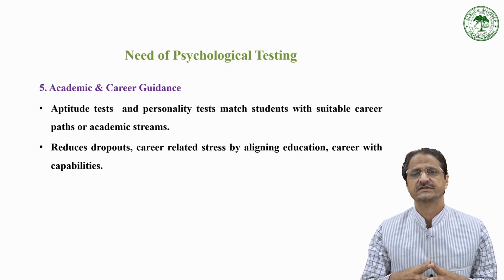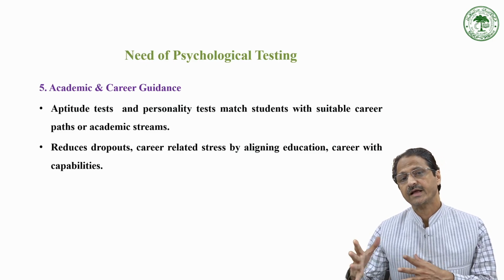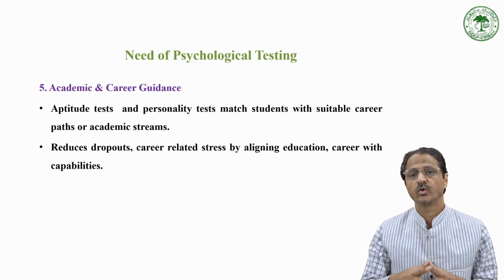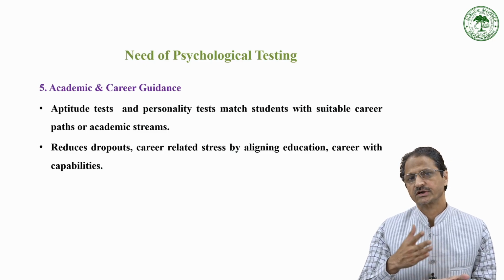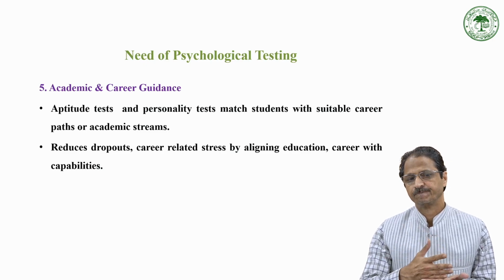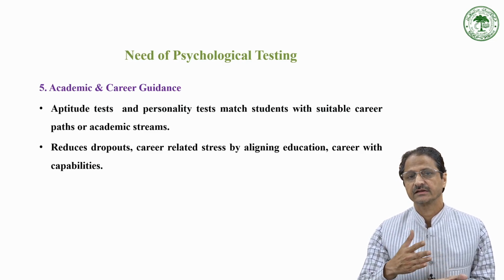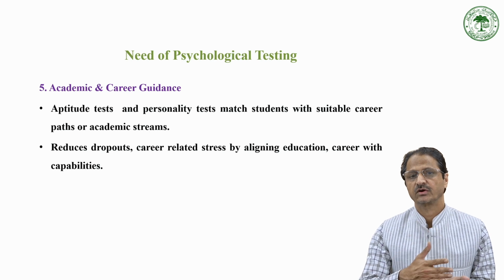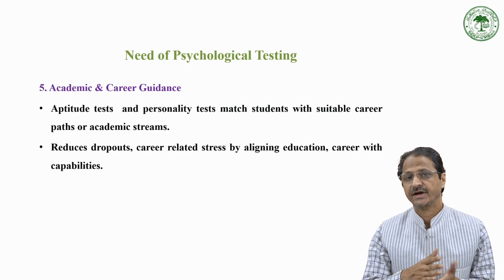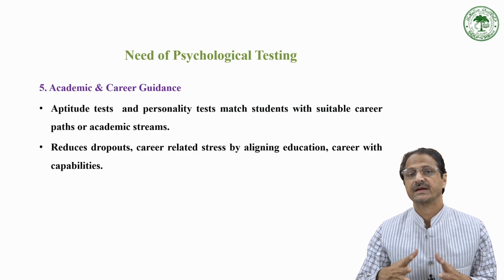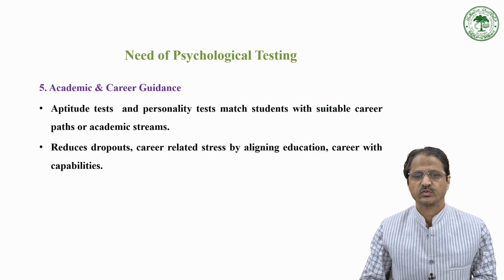Take for example, if someone has the aptitude for teaching, then he or she should be directed to acquire the teaching profession, so that he will feel more confident and he will be able to do justice in that profession. So it reduces the dropout, because if you are satisfied in getting the academic and career guidance, then you will feel comfortable, and there will be less possibility of dropouts and career-related stress by aligning education, careers with capacities. So we can align the careers with the capacities, and we can also provide guidance.